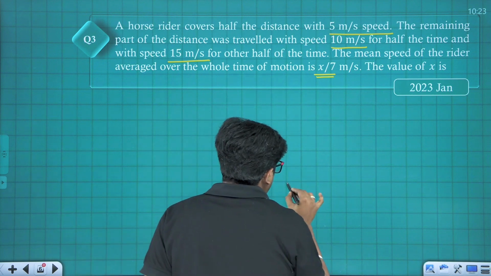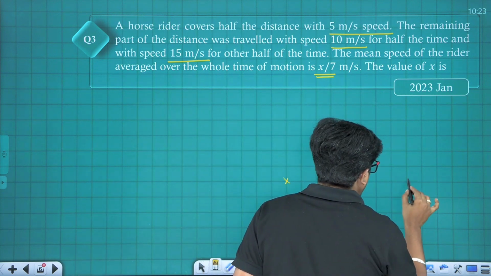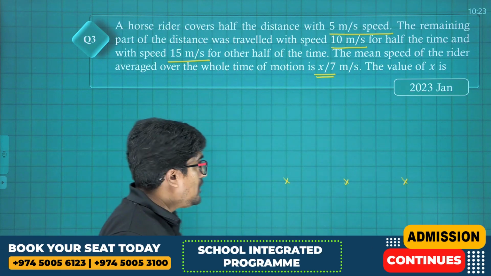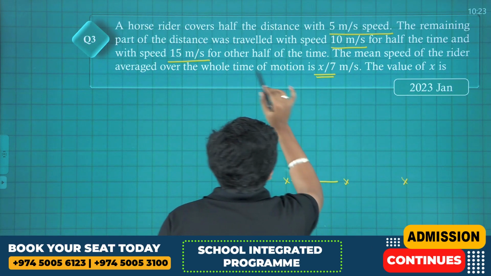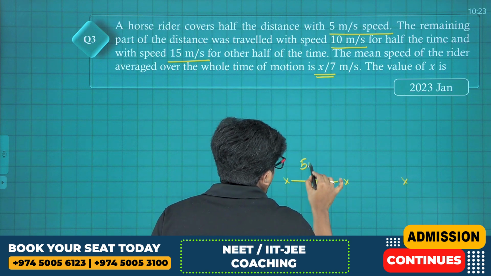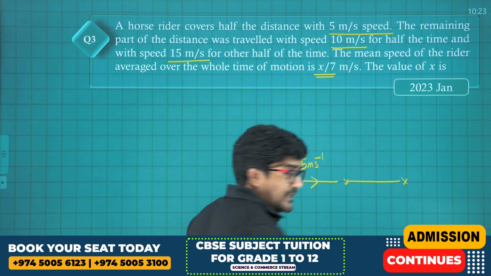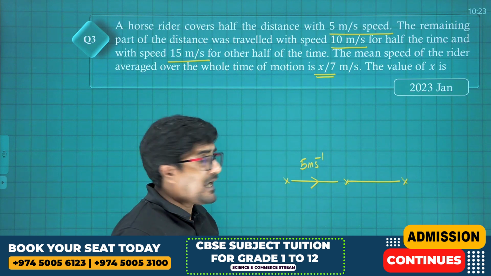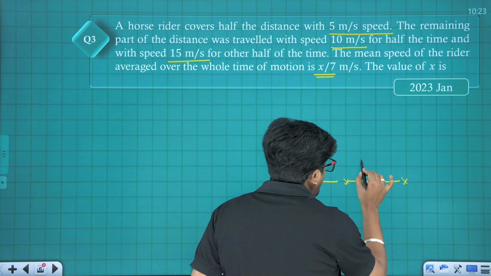Let's try to understand the question first. This is the entire trip and that is divided into 2 equal parts like this. The first half of the journey is completed with a speed of 5 meter per second. Now for the remaining half of the journey, out of the total time, the first half of the time is covered with a speed of 15 meter per second.